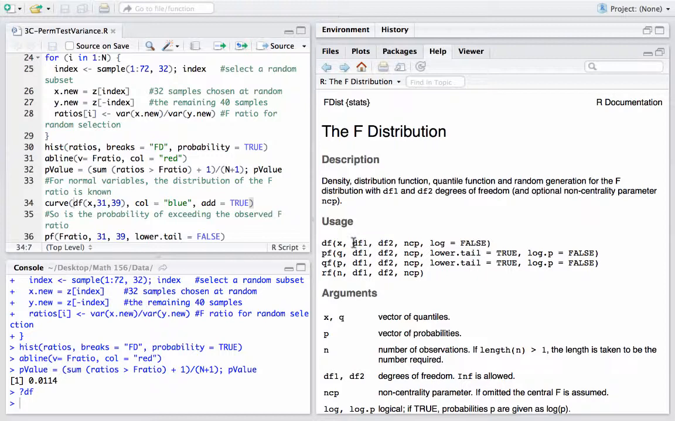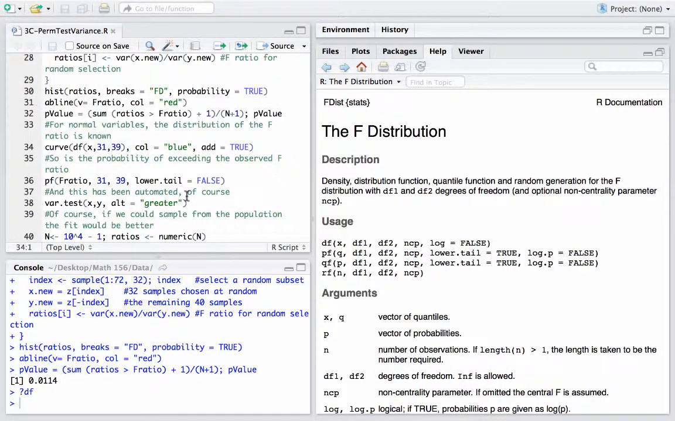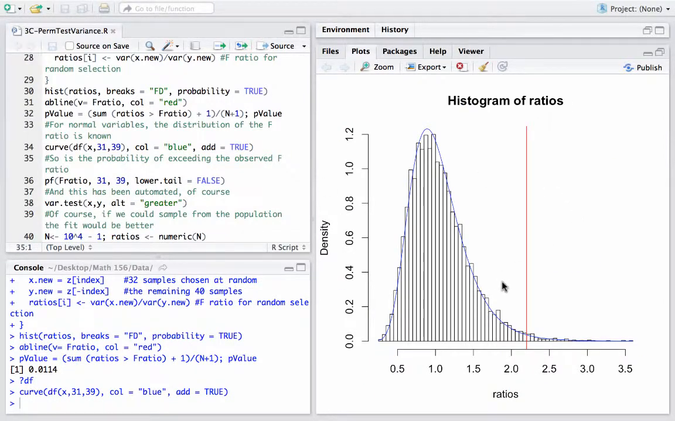By the way, these degrees of freedom are just one less than the number of samples in either of the two distributions that you're drawing your variances from. So remember, our samples were 32 and 40, so our degrees of freedom are 31 and 39. So we're going to say, okay, draw a curve of this thing for our dummy variable x, which will run along the x-axis. Draw it in blue, and this add equals true argument means don't overwrite the histogram. So let's run that code, and you see we get this sort of theoretical distribution that very nicely lines up with our histogram.